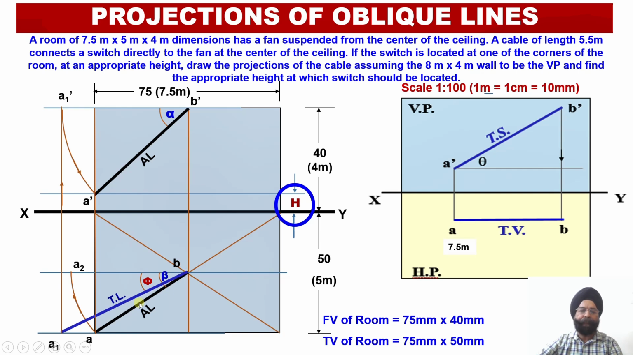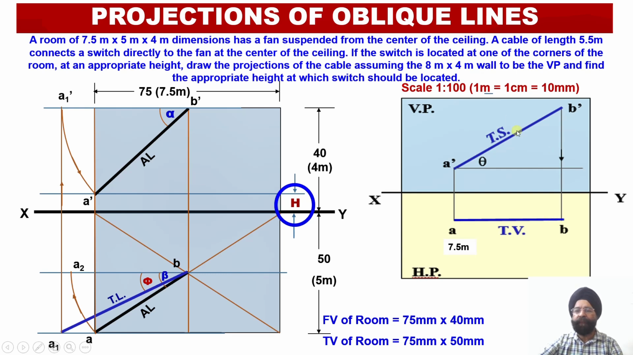I'll open my compass equal to the distance AB and I'll be rotating this point A up to the locus line corresponding to the point B, so that my projector in the plan, A to B, becomes parallel to the vertical plane. Here you can check, this is A2, this is B. So A2 B becomes parallel to the vertical plane.